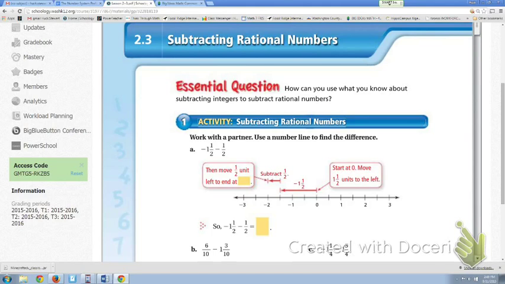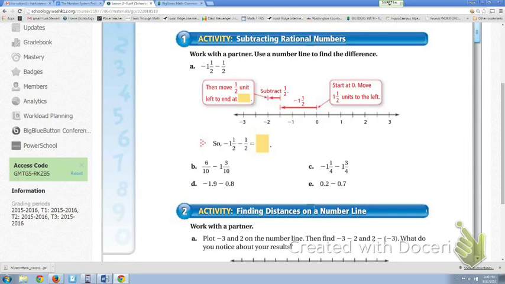So this is all about subtracting rational numbers, and I think the big idea with subtracting rational numbers is you need to make the connection between how you learned how to subtract integers and how that connects to subtracting rational numbers.